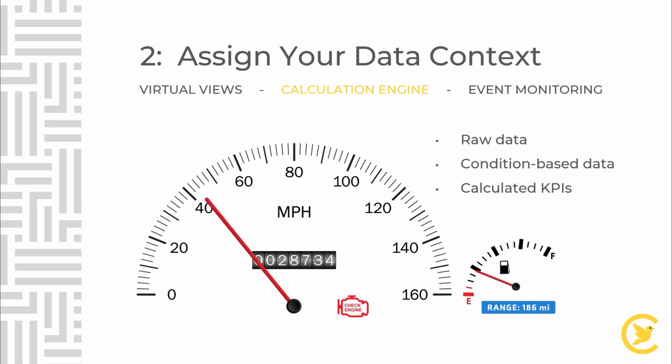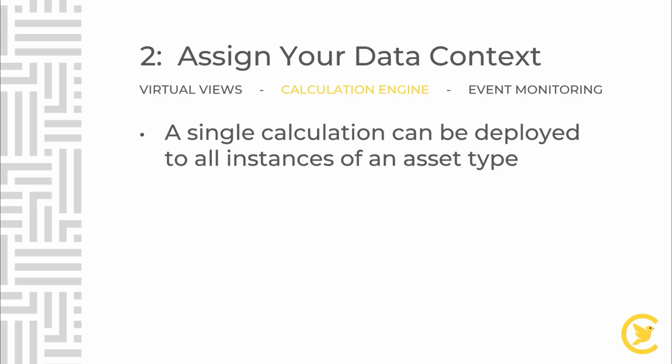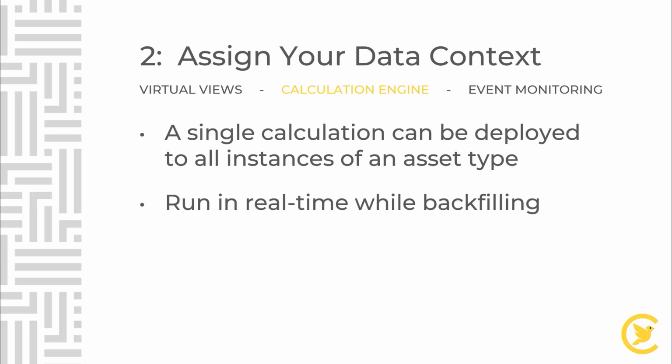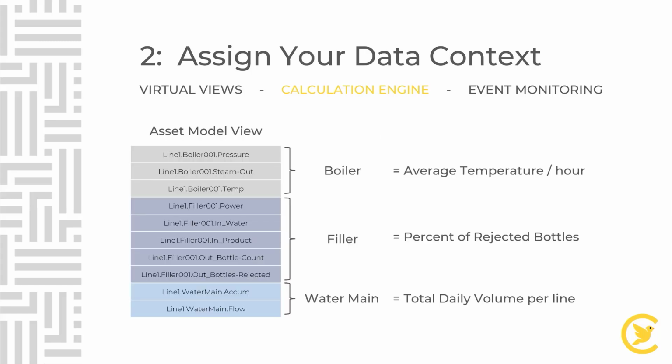If we look at these three different types of data, traditionally in the historian, all we have is raw data. But if we have these raw data tags and then group them into assets, we can create other calculated tags of condition-based asset rules and calculated KPIs. The calculation engine is powerful because you can deploy a single calculation to all instances of an asset type. It runs in real time while also backfilling, and more than 70 functions are available.